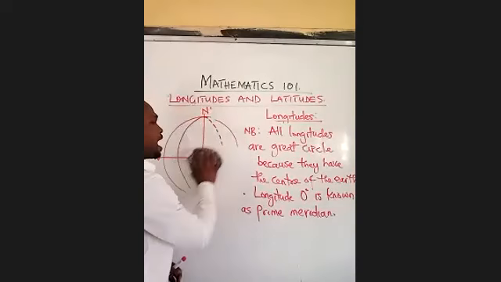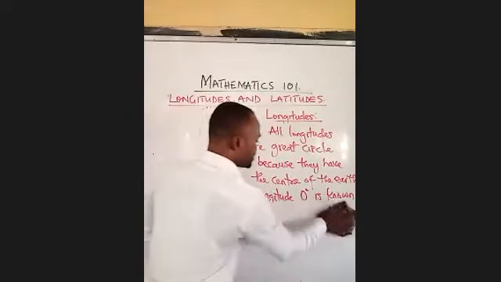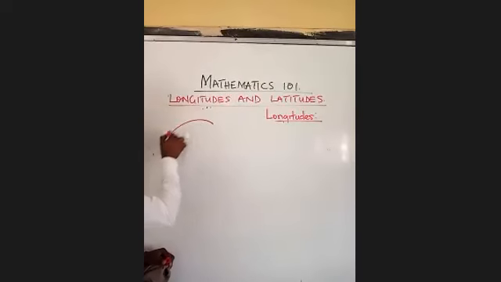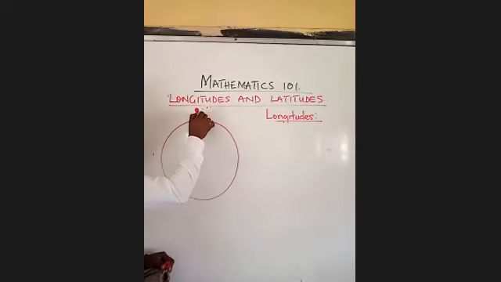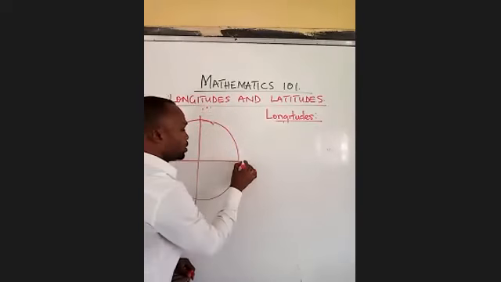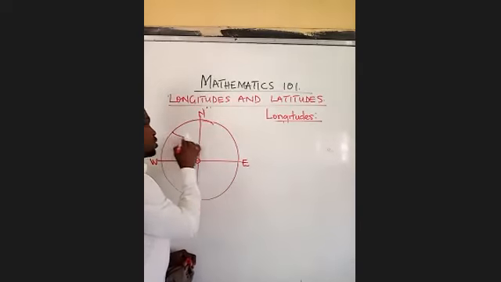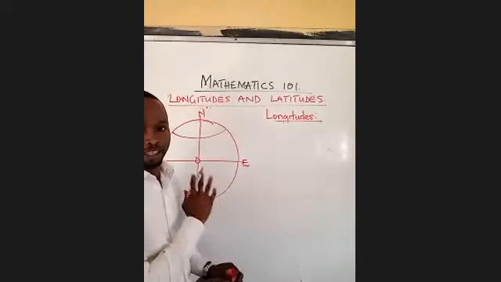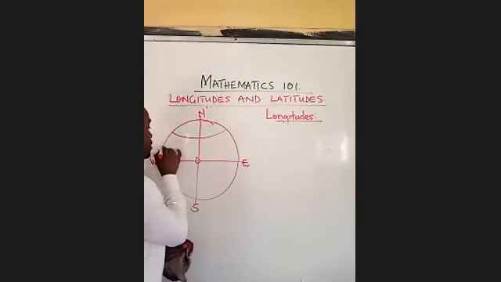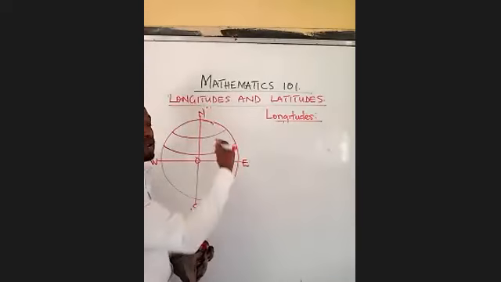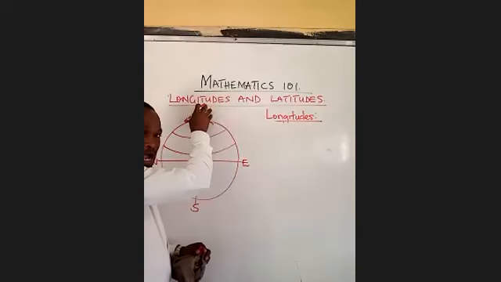What are latitudes? Of course, if you have Earth, let me say, and you have your four cardinal points: north, south, east, and west. Here is the center of the earth. When you draw something from west to the east, it is latitude. If I draw another one, it's still latitude. But when you look at these two latitudes, the angular position is north. I hope you're getting that.